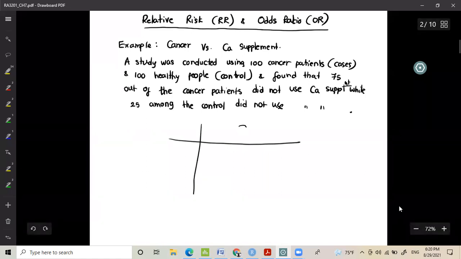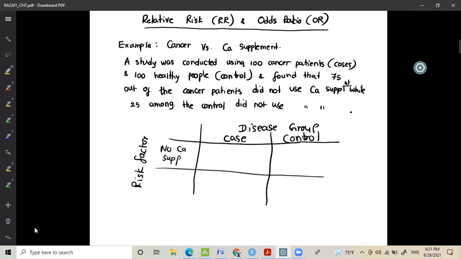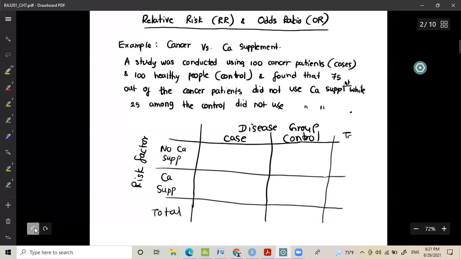So you have the disease group, that is the cancer. So you have two groups. These are the case and control. Okay, and then you have the risk factor. In this case, we are looking at our risk factor, which is whether they take the calcium supplement or not. So here I have the risk factor, or you can say the exposure. So that is no calcium supplement, and then you have who take calcium supplement. Okay, right. Now let's try to fill these values. Then you have the row total and the column total.